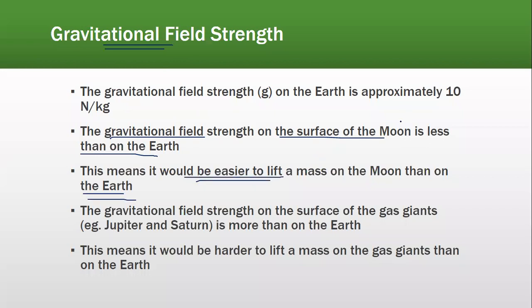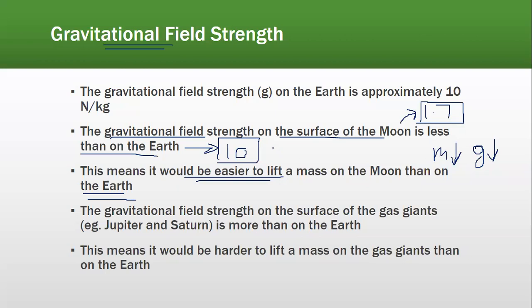अब जो मून के ऊपर होती है that is around 1.7 और जो आपके पास अर्थ की है 10. So the gravitational field strength of Earth is 10 and of moon it is 1.7. What does this mean? That if the gravitational field strength of the moon is less, the weight would also be less. Hence, it would be easier to lift a mass on the moon due to the less gravity.